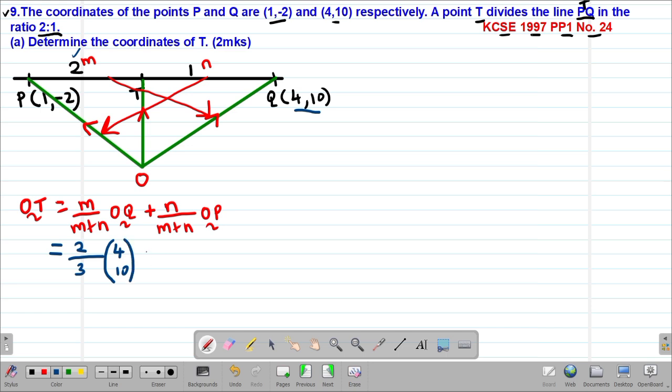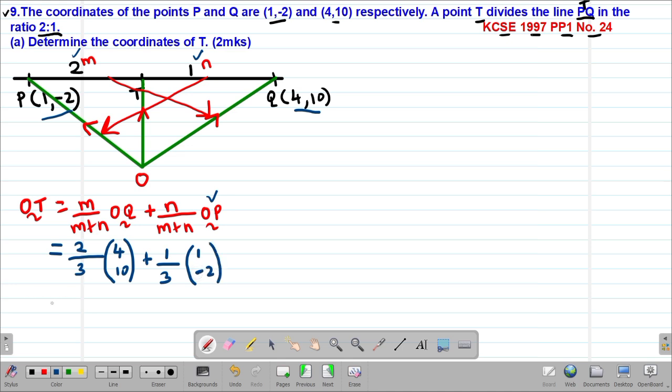Then I add, my N is +1. So I'll have 1 divided by the total ratio of this line, 2 plus 1, which is 3. Then this one should multiply with vector OP. Of course, OP will just be represented by the coordinates of (1, -2). Then I'm going to write them in terms of column vectors. So we have 1, -2.